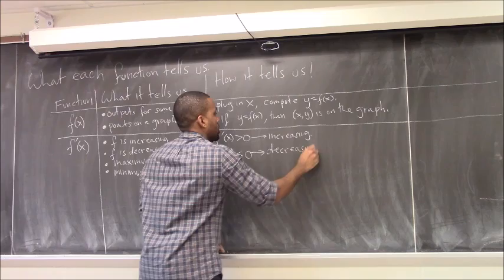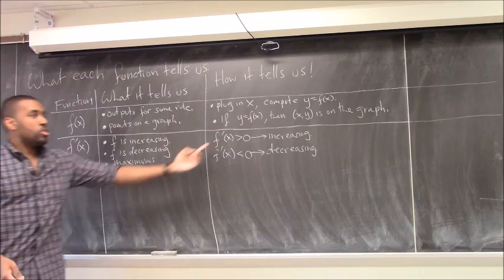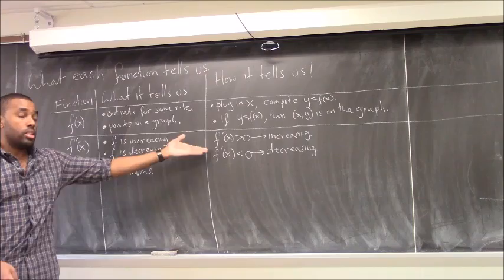So if you want to find where a function is increasing, for example, what you do is you find the derivative. Then you set it greater than or equal to 0, and you solve for your x values. And that will tell you the intervals where it's increasing. Or you can set it less than 0 and solve for your x values. That will tell you the intervals where it's decreasing.